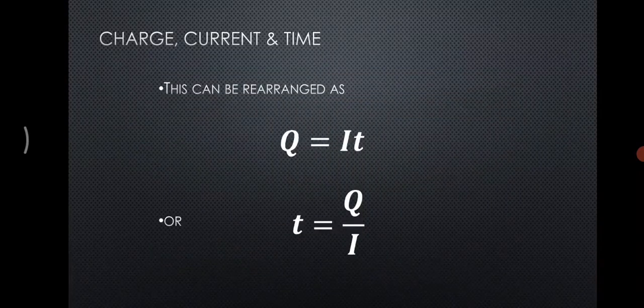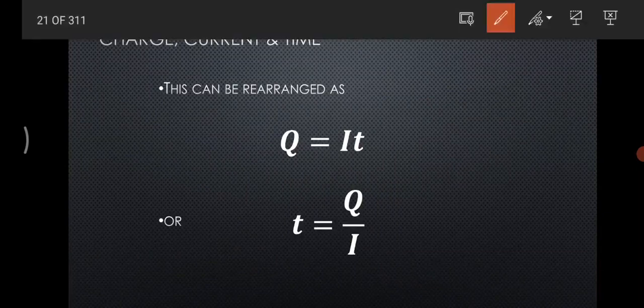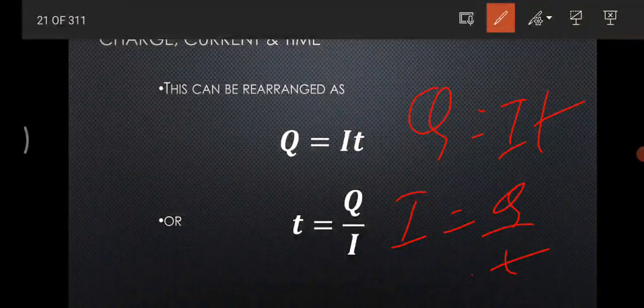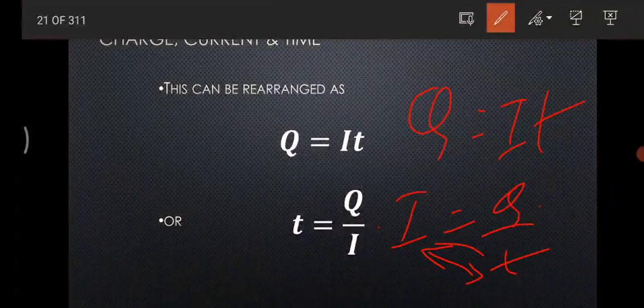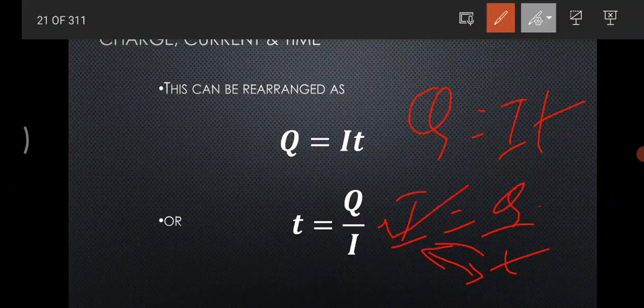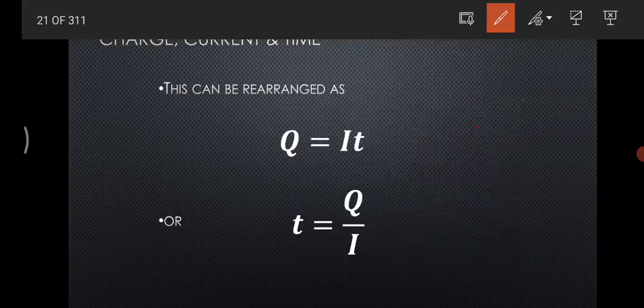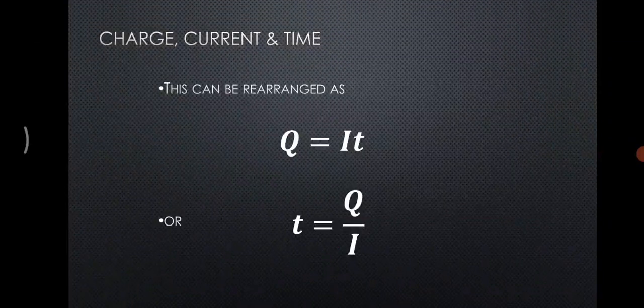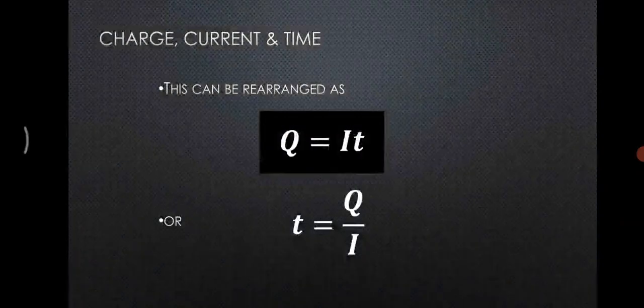Next, we are going to rewrite the same formula. We have I equals Q by T. If you want to find Q, we just multiply, so Q equals I times T. If you want to find the time, we do Q by I. These are the formulas we will use while solving problems. They may give you time and charge and ask you to find the current.